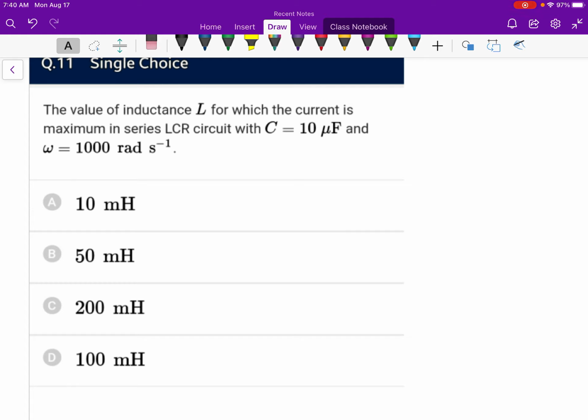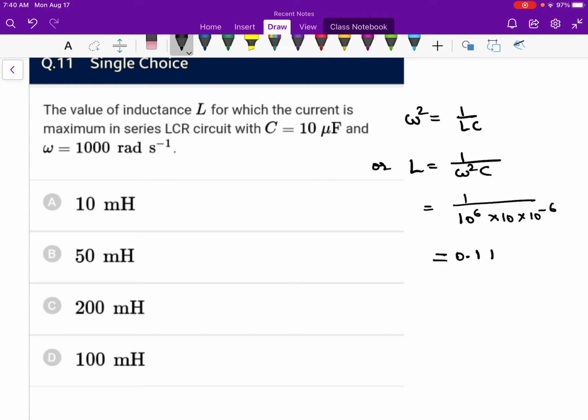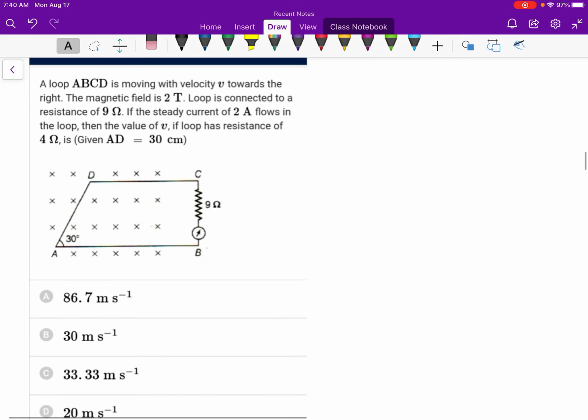The value of inductance L for which the current is maximum in a series LCR circuit. So we know omega square is 1 upon LC, or L is 1 upon omega square C, that is 1 upon omega square, which is 10 to the power 6, times C, which is 10 into 10 to the power minus 6. So this is 0.1 Henry, which is 100 millihenry. So D is the correct option.